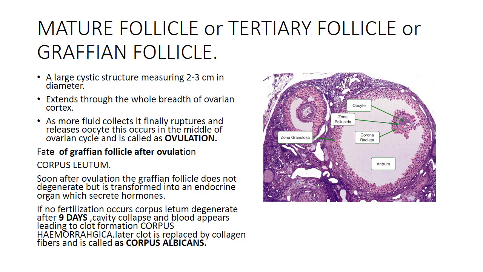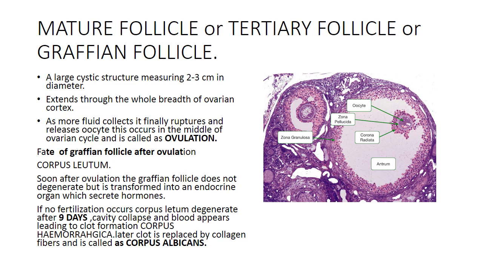So now comes the mature follicle or the tertiary follicle, and the other name for it is the Graafian follicle. A large cystic structure measuring about 2 to 3 centimeters in diameter extends through the whole breadth of the ovarian cortex, and as more fluid collects, it finally ruptures and releases the oocyte, which occurs in the middle of the ovarian cycle, and it is called ovulation.